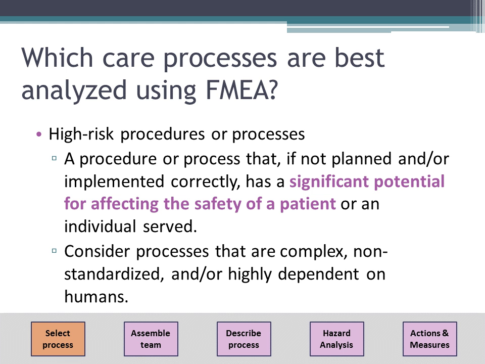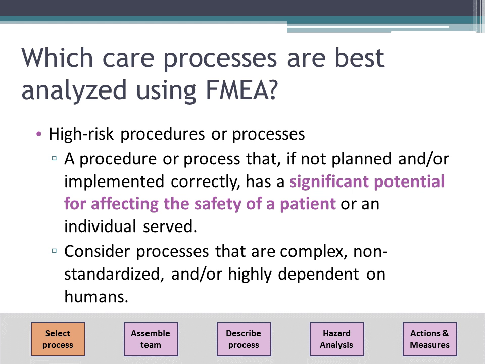So the first step in FMEA is selecting a process to analyze. If you recall the Joint Commission element of performance we looked at earlier, it says that the hospital must select a high-risk process to analyze every 18 months. The first bullet point on this slide uses that Joint Commission definition of a high-risk process or procedure. It's a process or procedure that has a significant potential for affecting the safety of a patient or an individual served, like an employee or a visitor.